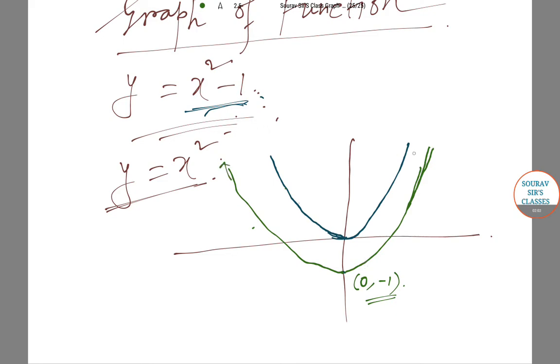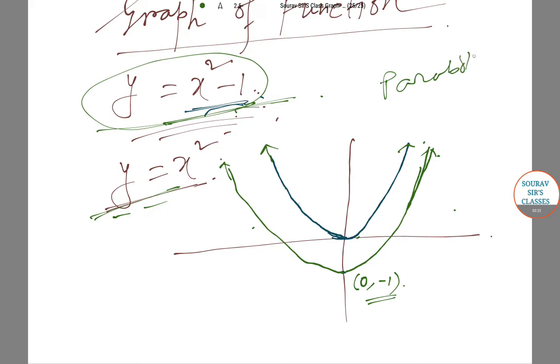Now this is the graph of y equal to x squared. First of all, to draw the y equal to x squared minus 1 graph, we have to draw the graph of y equal to x squared first. Well, x squared is a parabola. We can draw the parabola like this.